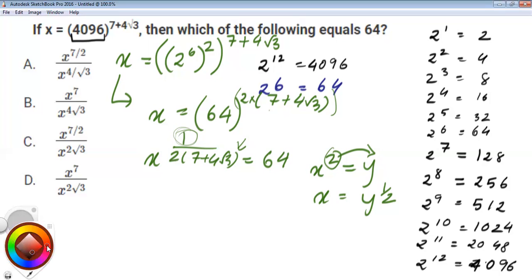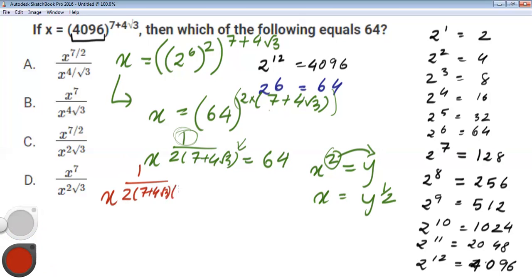What can we do here is, we can try. So you see 7 plus 4 root 3, we can simply do a rationalization. So how can we do that? So we have x power 1 by 2 times of 7 plus 4 root 3. So just multiply 7 minus 4 root 3 to the denominator as well as the numerator. 7 minus 4 root 3. Okay, is it clear now?